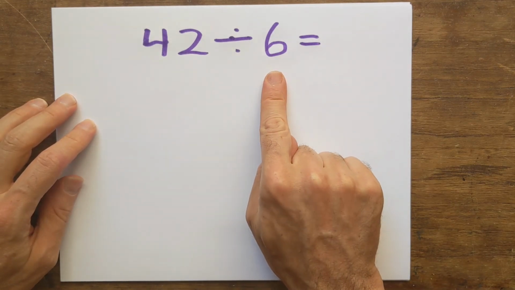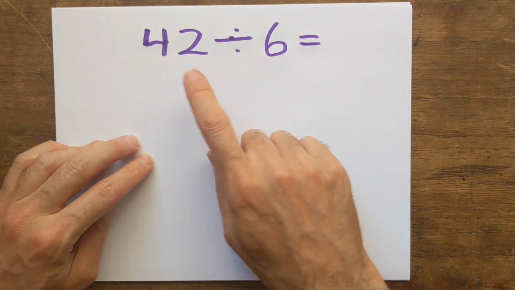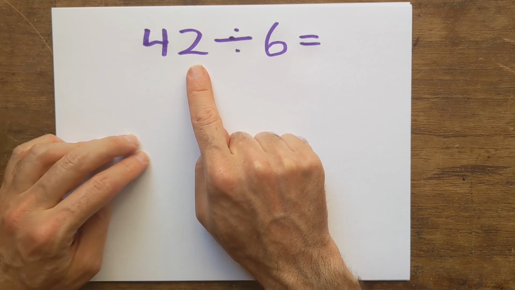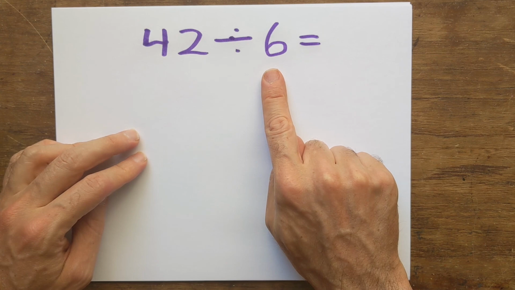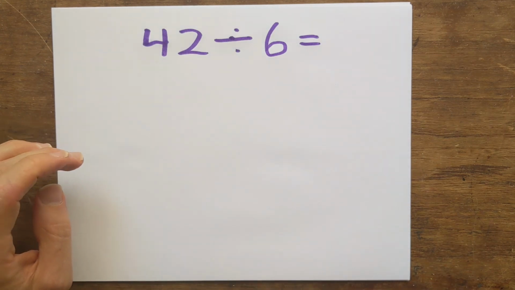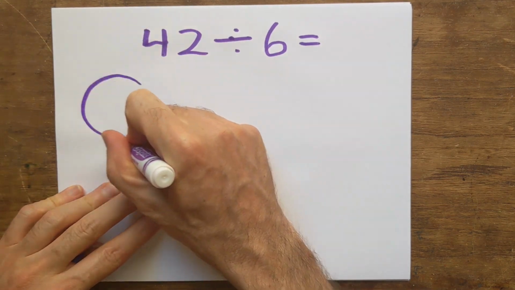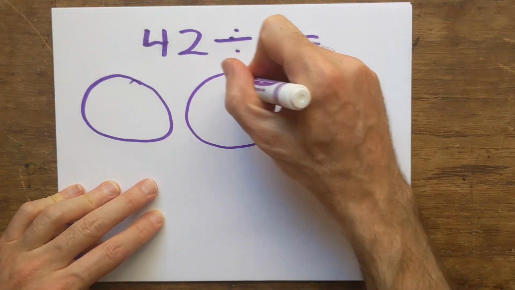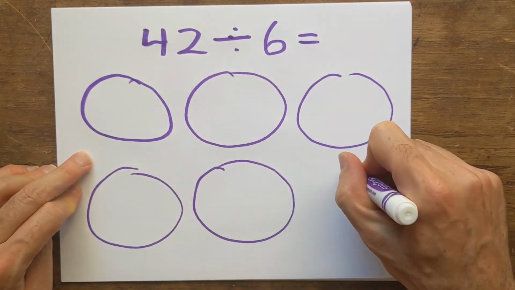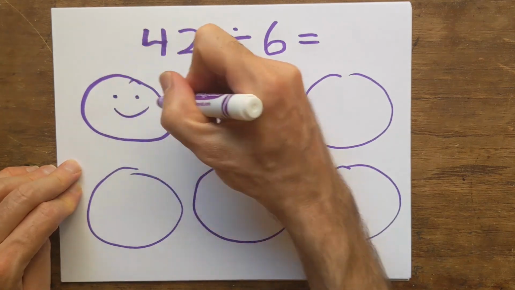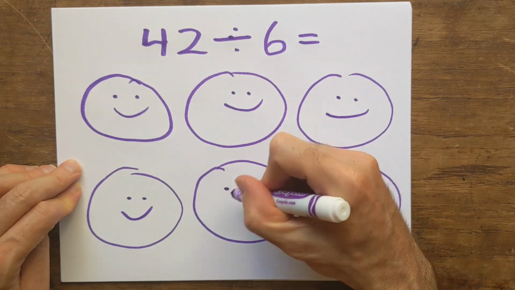42 divided by 6 equals. So that means we have 42 things. In this case, they are grapes. And we're dividing them between 6 people. So how many grapes does each person get? Let's check it out. First, I'm going to draw my 6 people. 1, 2, 3, 4, 5, 6. Let's add their happy faces.